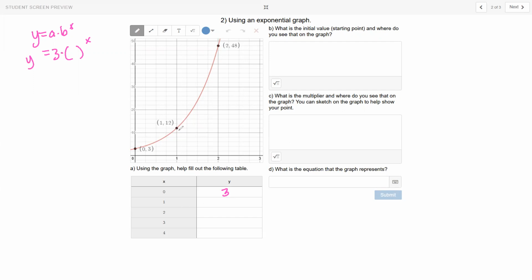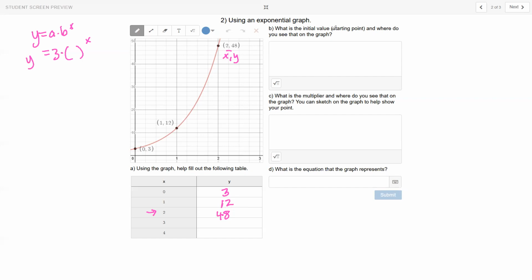What's 1? 1 is 12. So you're going to type in 12. What about 2? What's our value for 2? 48. Good. When x is 2, y is 48. So we're going to put 48. So we need to figure out the next 2, but we'll get to that in a second.